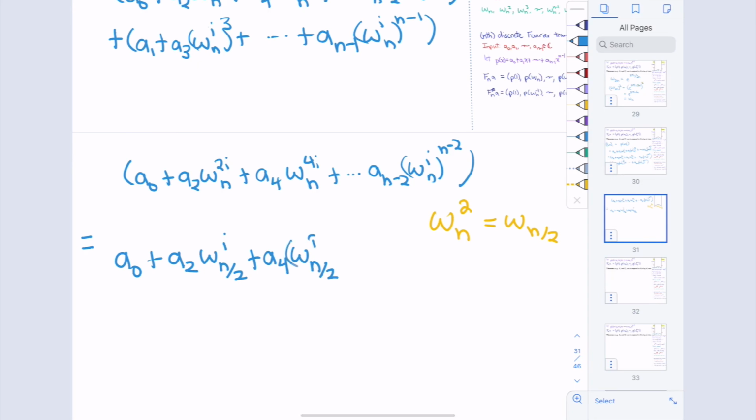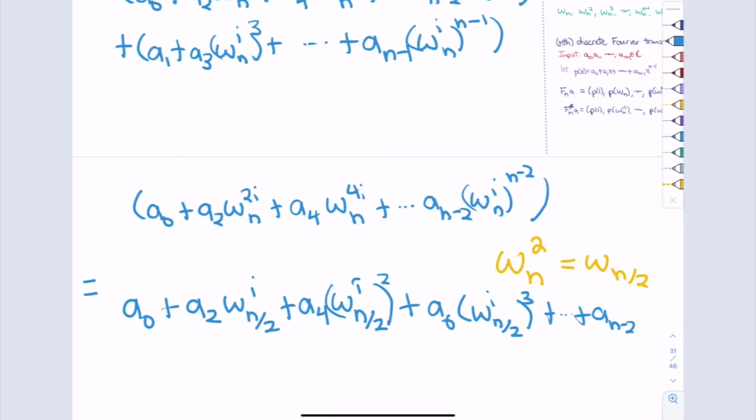Okay, this will be i squared plus a6 omega to the i n over 2 cubed, right? Because 6 gets divided by 2 becomes 3. Okay. Then a n minus 2, n over 2 minus 1 kind of thing. All right, so why is this interesting?